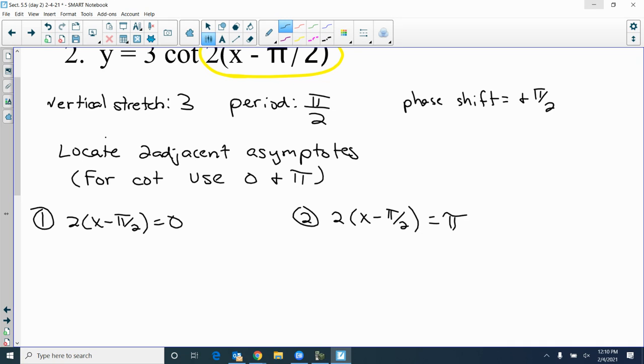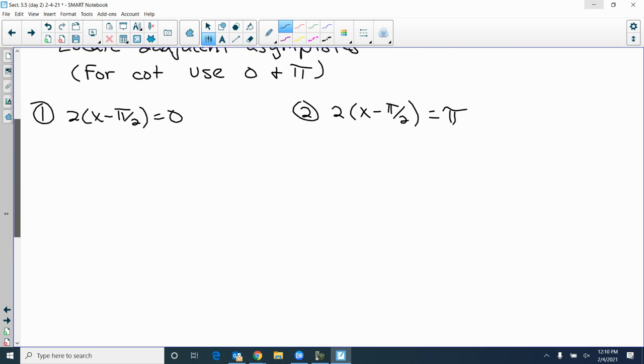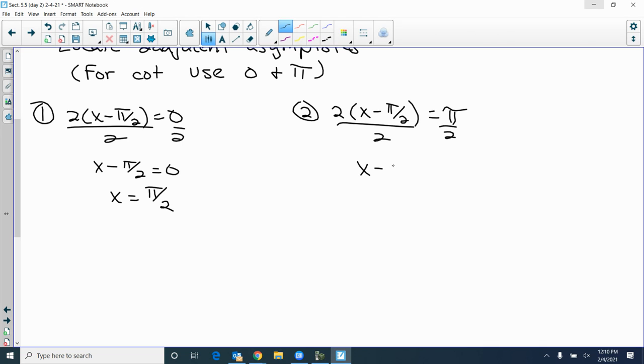Again, I'm going to tell you to hold off on doing anything with the graph till we get all the points, we get all the asymptotes. Well, on this one, I'd go ahead and divide by 2. x minus pi over 2 equals 0. Add pi over 2. So now we get pi over 2 is where that asymptote that was originally at 0 is. Divide by 2 over here. Add pi over 2.